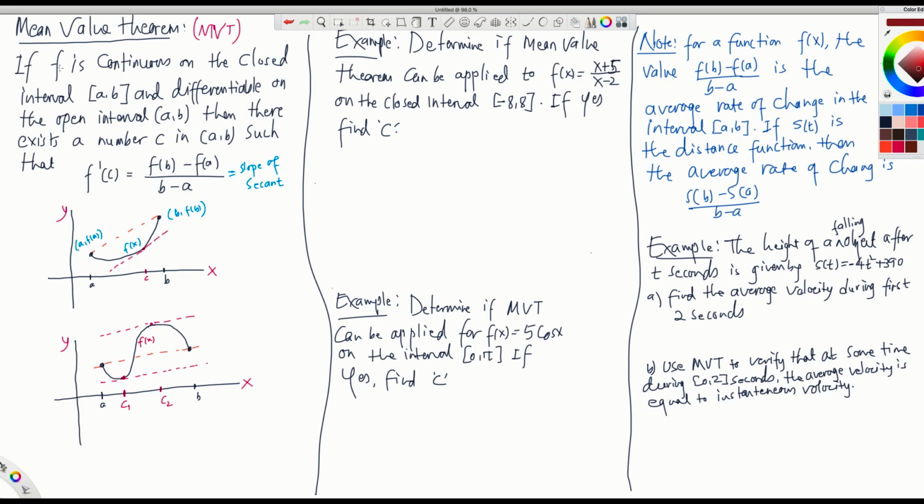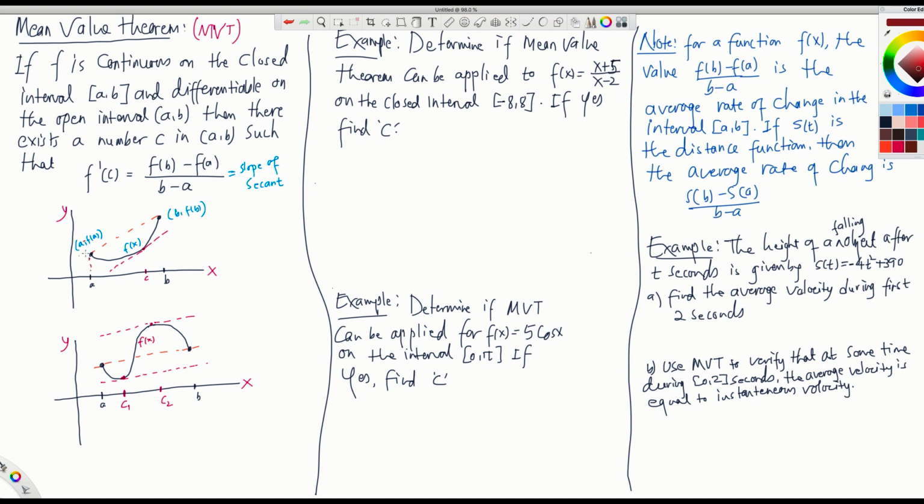If a function f is continuous on the closed interval [a, b] and differentiable on the open interval (a, b), then there exists a number c in (a, b) such that f'(c), the slope of the tangent at the number c, is equal to (f(b) - f(a)) / (b - a). What is that? This point is (b, f(b)), and this point is (a, f(a)).